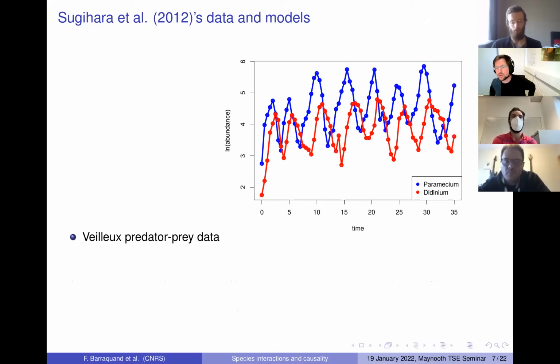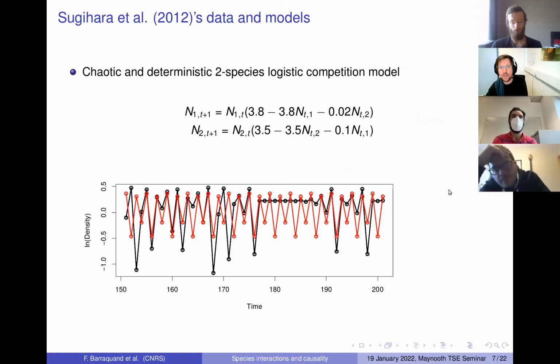So let's see what sort of data and models we've used. We've used the paramecium didinium data that I showed you earlier, for which we find reciprocal causation using convergent cross-mapping already. Then we've used the chaotic two-species competition model. All my competition models are asymmetric. There is a strong interaction and a weak interaction, so that we can see which one we can get.